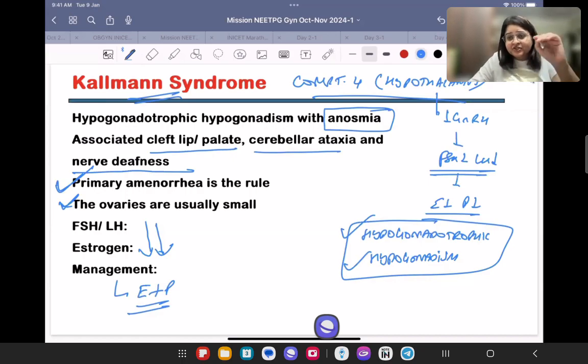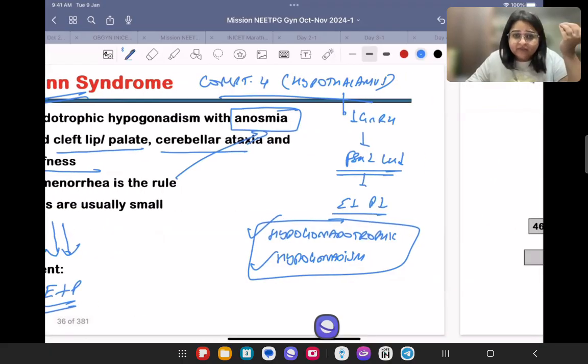Compartment 3, Dhanush, is Sheehan, but Sheehan causes secondary amenorrhea. So when we discuss secondary amenorrhea, remember the same compartments will come, okay? The causes will be different. So there is no significant pituitary cause of primary amenorrhea, but there is for secondary amenorrhea. Okay? So whenever you have primary amenorrhea with anosmia, always think of Kallmann syndrome.